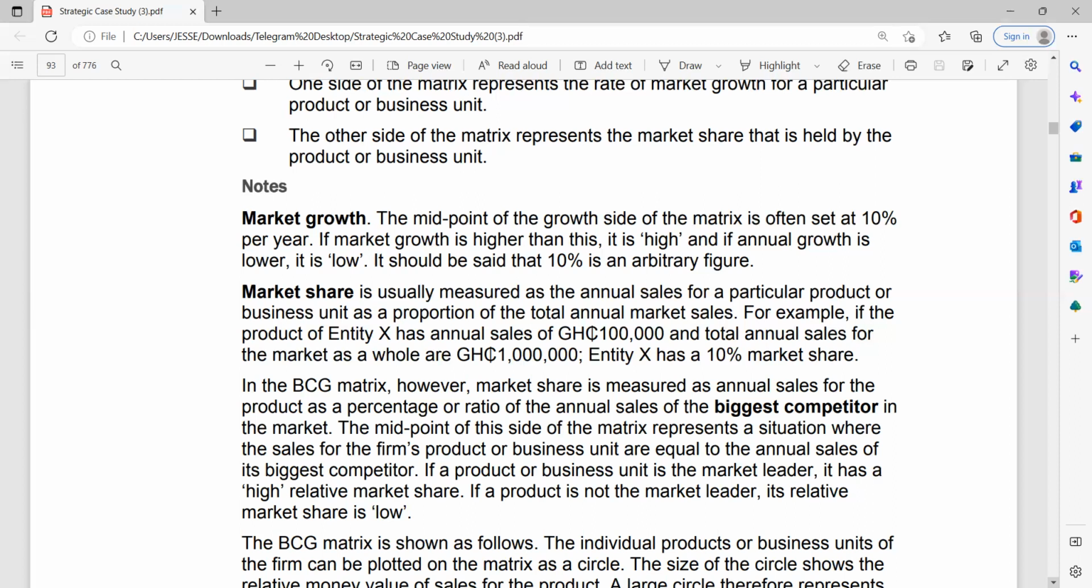Now, this is very, very important because this is a slight twist. In the BCG matrix, you are looking at the annual sales for the product in relation to the annual sales of the biggest competitor in the market, not the entire market. The midpoint of this side of the matrix represents a situation where the sales for the firm's product or business unit are equal to the annual sales of its biggest competitor. The logic here is that if a company is the biggest competitor, then it has a high market share.